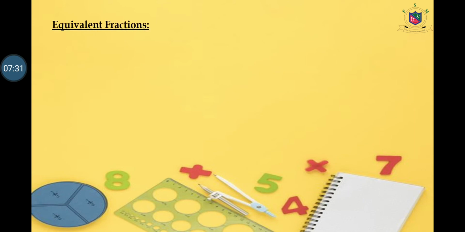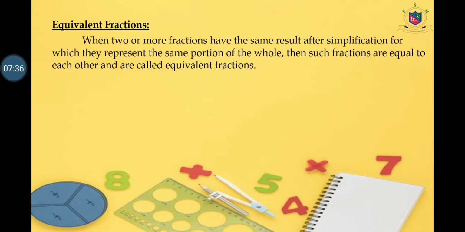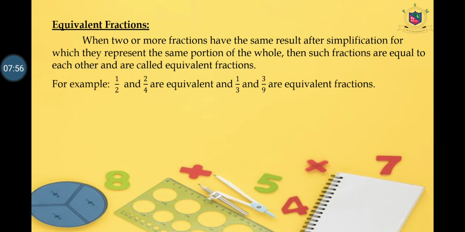Equivalent fractions are the most important and interesting type of fractions. When two or more fractions have the same result after simplification, meaning when we multiply or divide the numerator and denominator by the same number to get another fraction, it is called an equivalent fraction. For example, 1 upon 2 and 2 upon 4 are equivalent fractions because in 1 upon 2, when we multiply the numerator and denominator by 2, we get 2 upon 4.